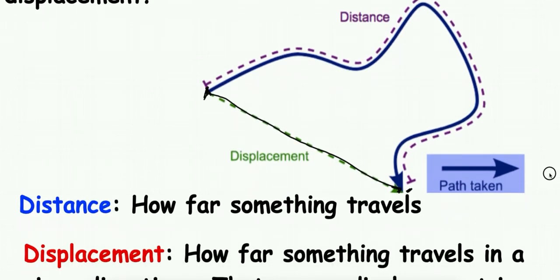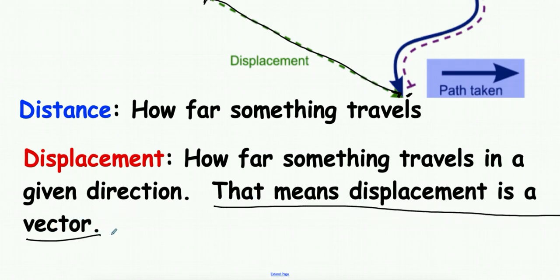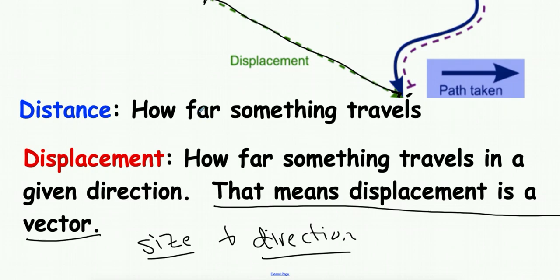So some definitions, you can have these to write down. Distance, in general, is how far something travels. Displacement is how far something travels in a given direction. So displacement is a vector. What's that mean again? Size and direction. So displacement has both a size and a direction. Distance is a scalar, so it just tells you how far. Distance just has size.